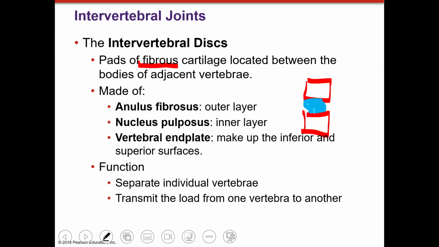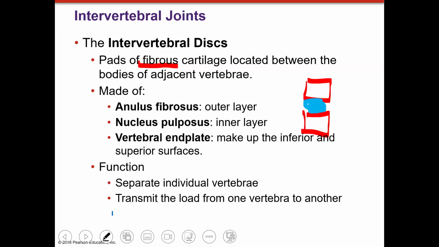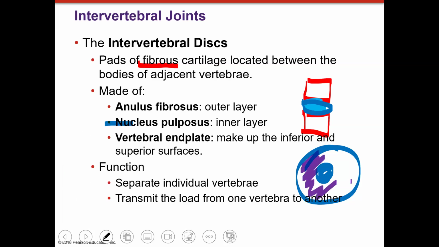All right, the disc is made of annulus fibrosus, which is the outer layer. Annulus fibrosus is going to be the outer layer of that disc, and then the nucleus pulposus is going to be the inner layer. This is easy to remember because the nucleus of the cell was that circle inside. So these are going to look very similar to that, but it's not talking about a nucleus of a cell. It's just talking about the center part there.